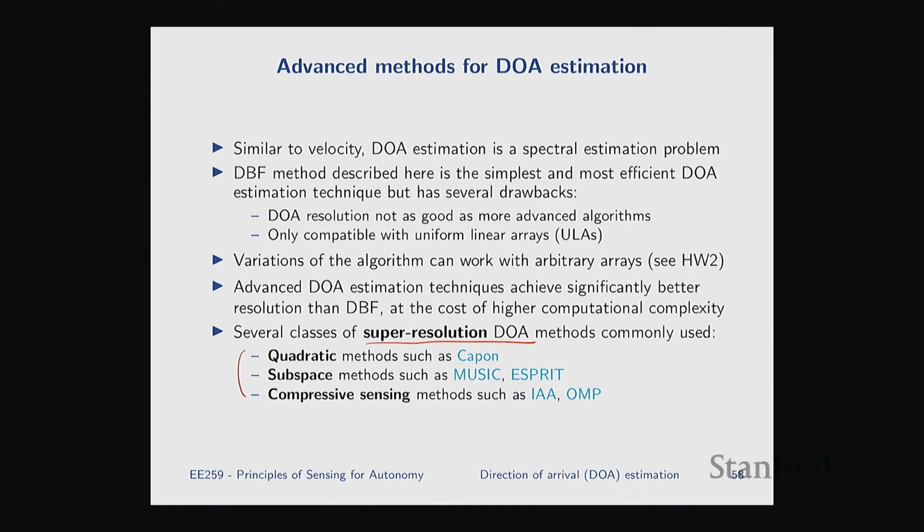Roughly, you can categorize them into three types of algorithms. There's quadratic methods like Capon. There's subspace techniques. These are very linear algebra-based and statistics-based methods like MUSIC and ESPRIT. And there are more modern compressive sensing techniques like the iterative adaptive approach or the orthogonal matching pursuit, OMP. Very, very rich, interesting, active research area for those of you who are interested in radar DSP, and this still has a lot of room for improvement.